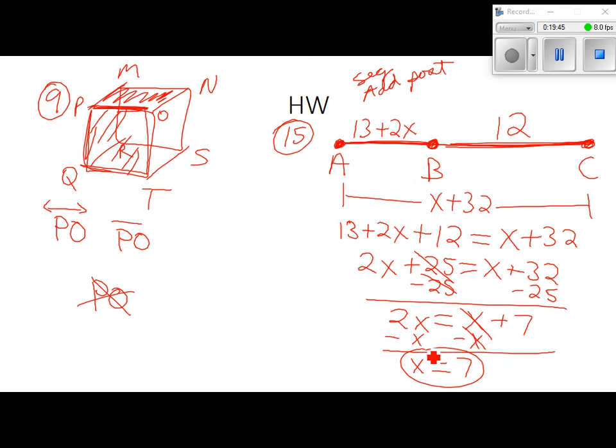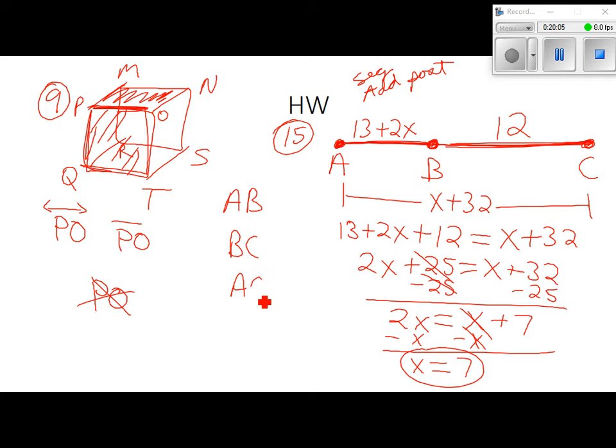So what's wrong with all these lines? What did it say to find? It said to find x, and then what else do we have to find? Measure for AB, BC and AC. We've got to find the lengths of all these segments also.